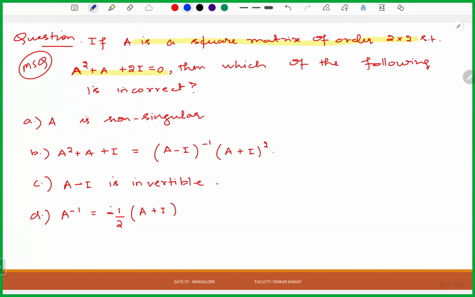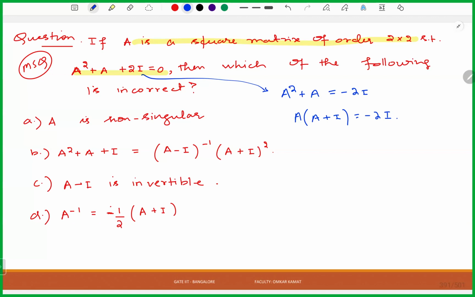See, one thing you observe, guys, here. This equation is given, right? So from here, I can write it down as A square plus A is equal to minus 2I. Can I write down like this? Yes or no? Now from here, if I take A common, it will be A plus I is equal to minus 2I.